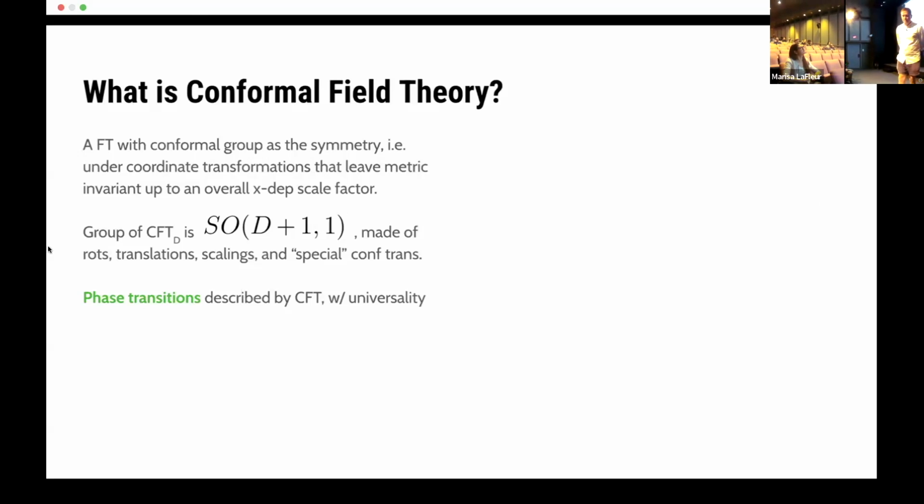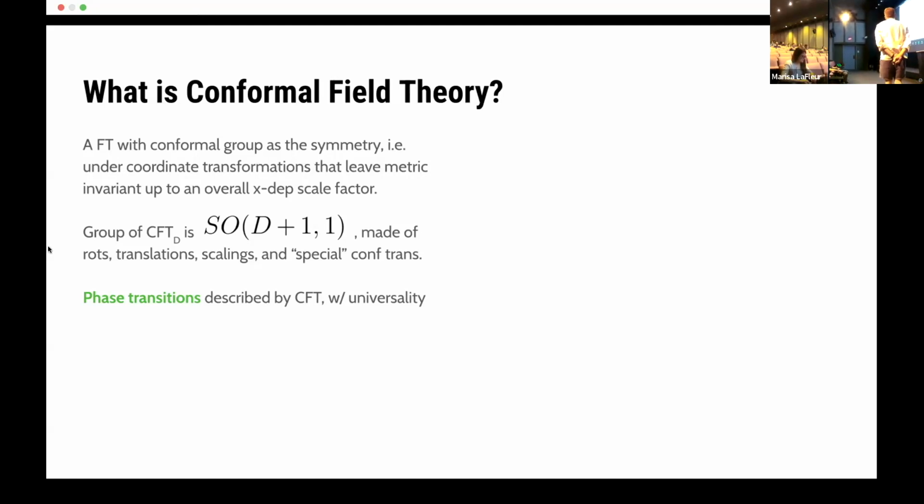Okay, so what is conformal field theory? Having told you a little bit about field theories and neural networks generally, I want to tell you about conformal field theory. So it's a field theory with the conformal group as a symmetry. That is, the conformal group is the group of coordinate transformations that leave the metric invariant up to an overall scale factor that can depend on the position in spacetime.